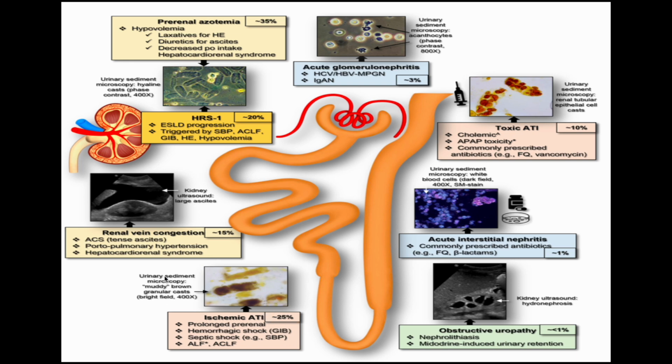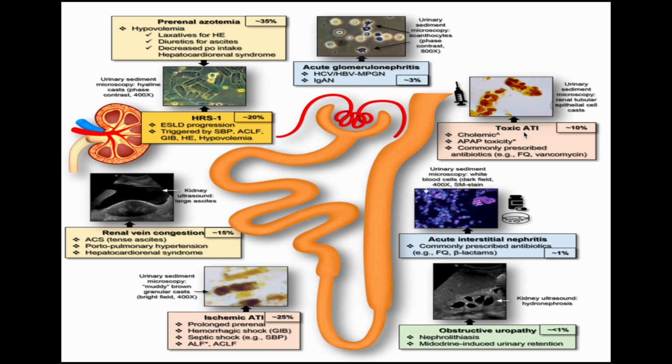So here you mainly look for these types of casts, what is known as muddy brown granular casts, which are signs of tubular damage. Next is renal vein congestion. We have already discussed this, the reasons being abdominal compartment syndrome, portopulmonary hypertension, hepatocardiac renal syndrome, and this accounts for around 15%. So here you will see that the ascites is so much, the cardiac dysfunction is so much that the renal vein is totally congested, causing impairment in the renal perfusion.